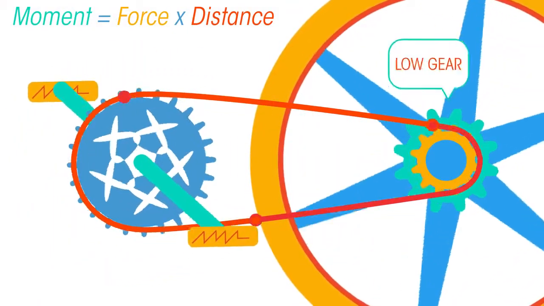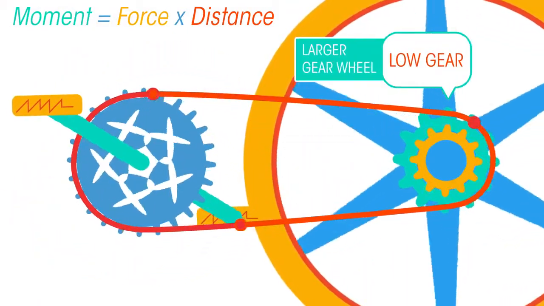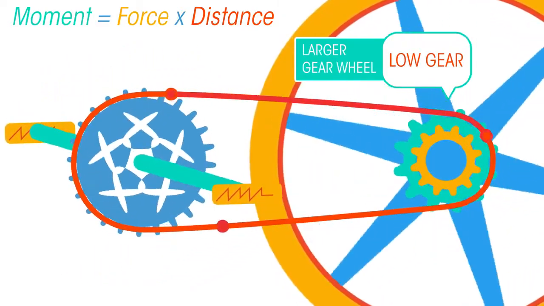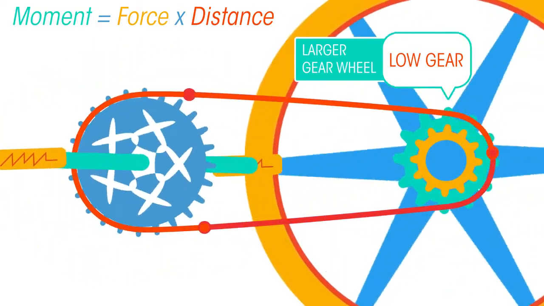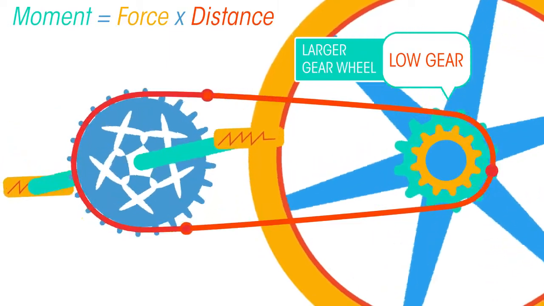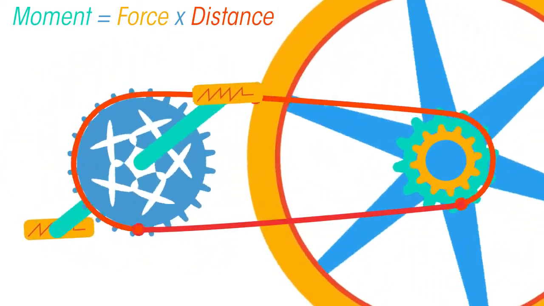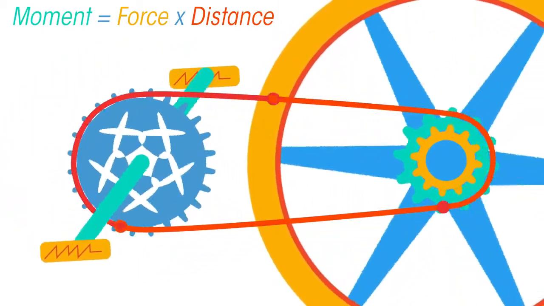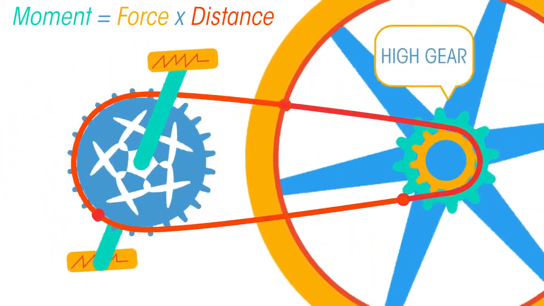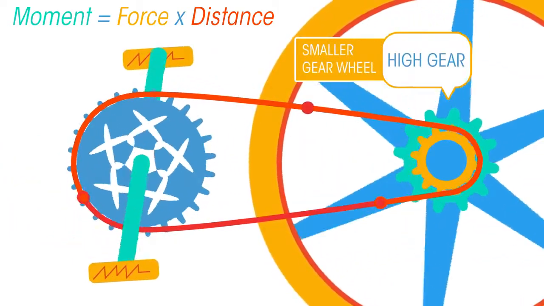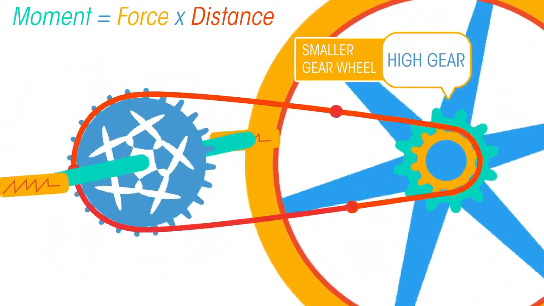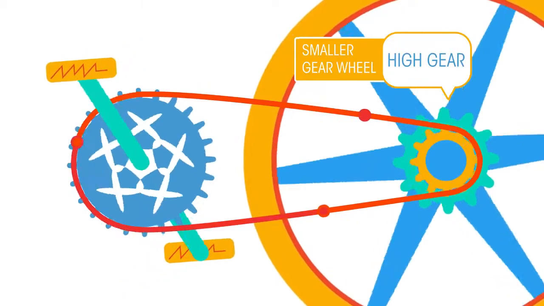To cycle uphill, you select the lower gear, which is a larger gear wheel. Therefore, your force exerted on this gear gives a bigger moment, helping you power uphill. Whereas to go quickly, you select a higher gear, which is a smaller gear wheel. Your force gives a smaller moment, but turns the wheel much more quickly.